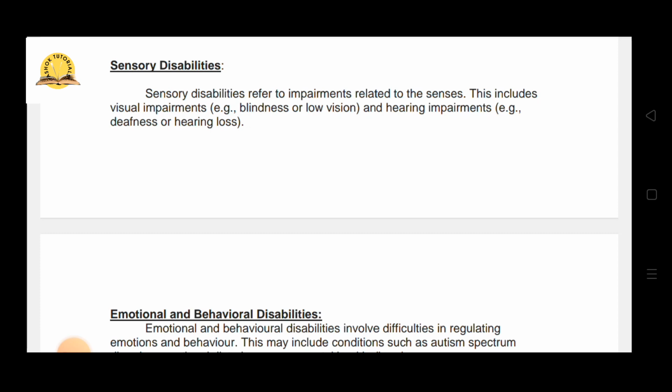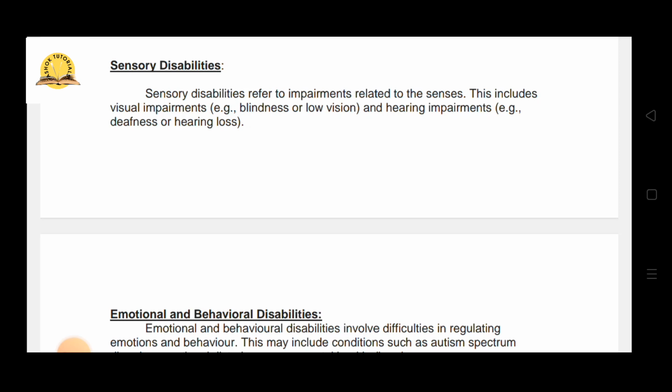Sensory disabilities. So, senses. What are the senses we have? Ears for hearing, right? Nose for smelling, eyes for vision. Sensory disabilities refer to impairment related to the senses. This includes visual impairment. Visual impairment is very common, right? Even in examinations, whenever we go to write an exam, we see that for the visually impaired also, provision is provided. They are also given equal opportunity.